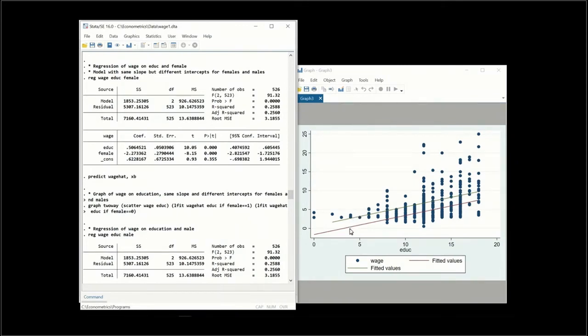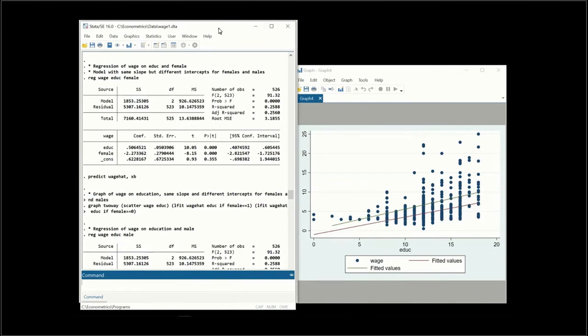So here we have the same slope, which is 0.5 for males and females. You see how these lines are parallel, but we have different intercepts. So the intercept for males would be 0.62 right here, and the intercept for females would be this number plus this number, and that's going to be a negative number right here. So again, we have parallel lines here. Okay, so moving on.